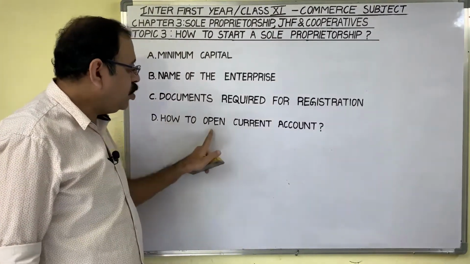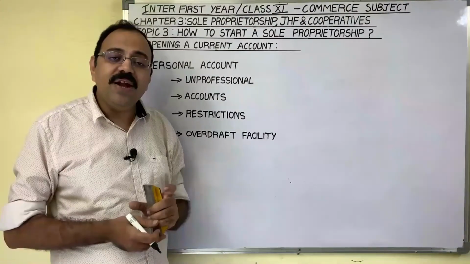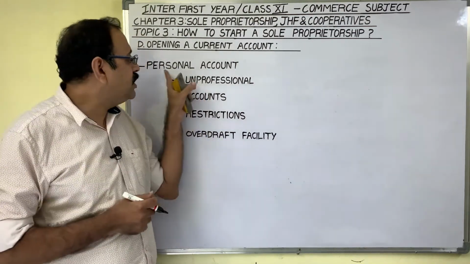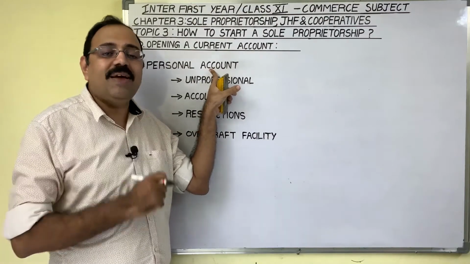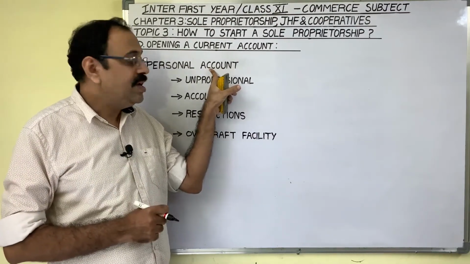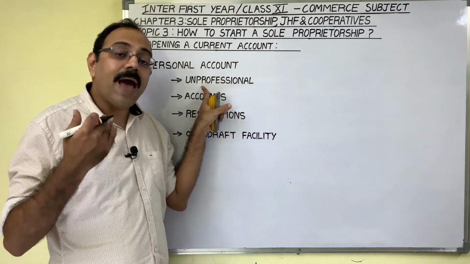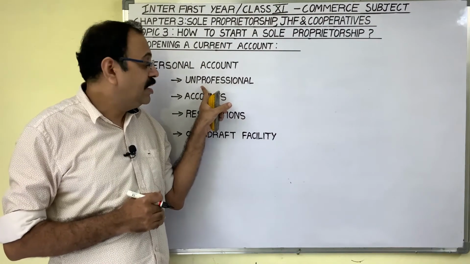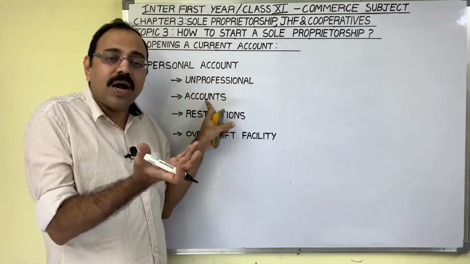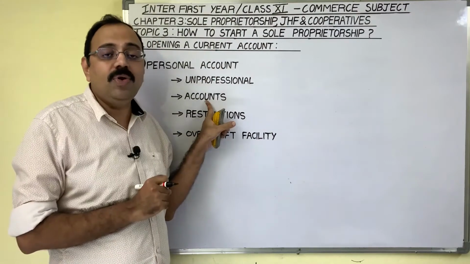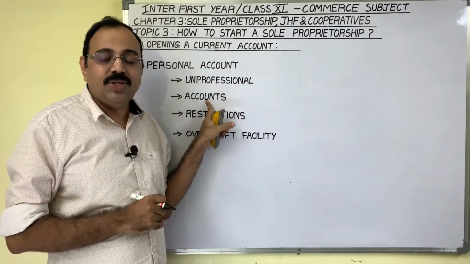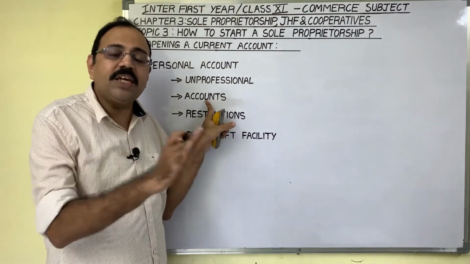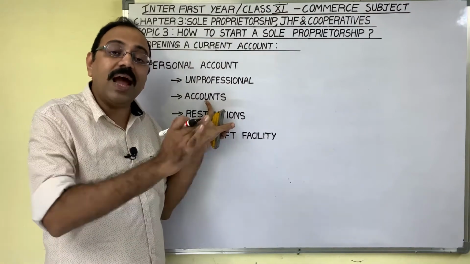Last point is how to open a current account. Nowadays, maximum business transactions are done through banks. If a proprietor uses his personal bank account for business transactions, there are some difficulties. First problem is, if personal bank account related checks are issued to business parties, it looks unprofessional. Second problem is, the bank passbook contains personal bank transactions of the owner and business transactions. So if the sole proprietor is maintaining accounts, it is very difficult to maintain a discrimination between personal transactions and business transactions.